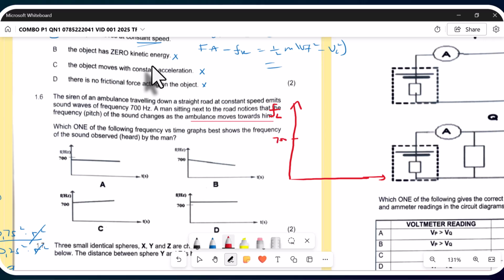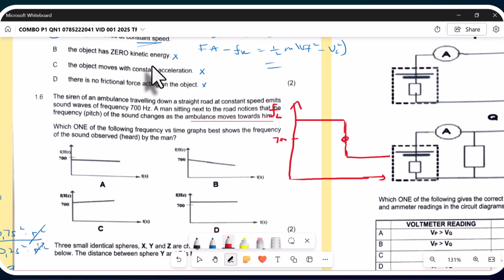So this is the graph which we know from our theory. In this particular case, it is approaching. Then maybe at this time t1, it is passing the man. So now here the frequency is higher, here it's lower. So for this matter, our answer is not C here, because you see this one is interesting.